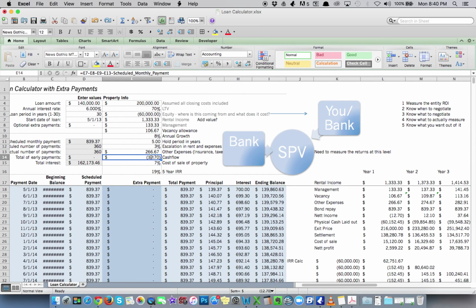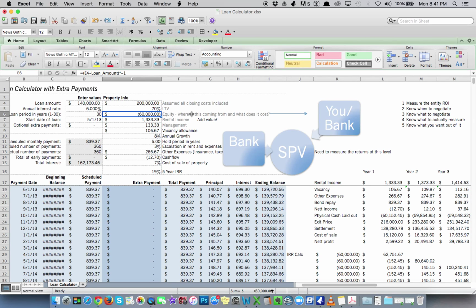This negative figure here obviously needs to be funded from somewhere. So what happens is typically you fund that into the SPV via a loan account. So we're measuring the SPV's internal rate of return and your return on investment on that $60,000 that we're physically laying out in this particular example.